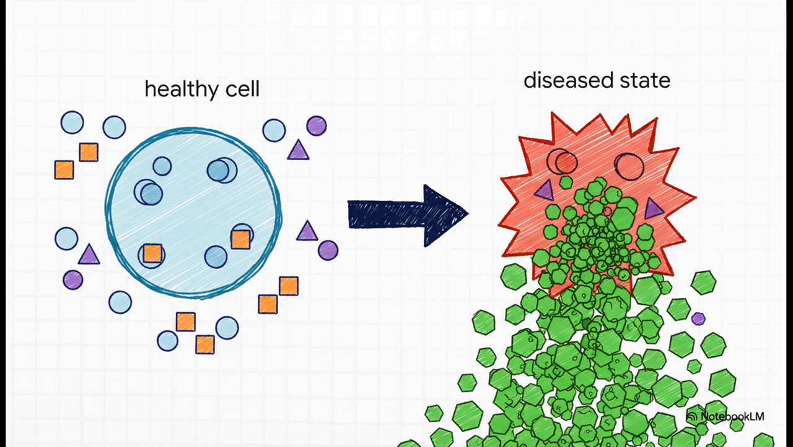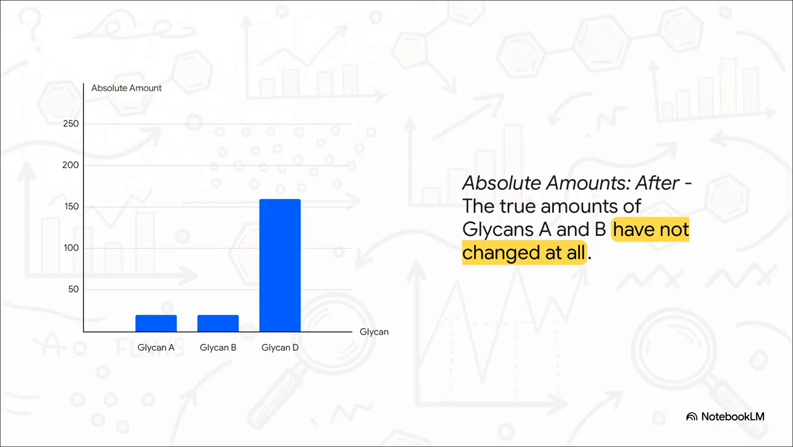Let's say this cell gets sick, and because of this disease, it starts pumping out a ton of a brand new molecule, which we'll call glycan D. Okay, let's go back to our magic microscope and look at the absolute truth. Pay close attention here. The amounts of our original 3 guys, A, B, and C, are exactly the same as they were before. They haven't changed one bit. The only new thing is this big spike of glycan D.